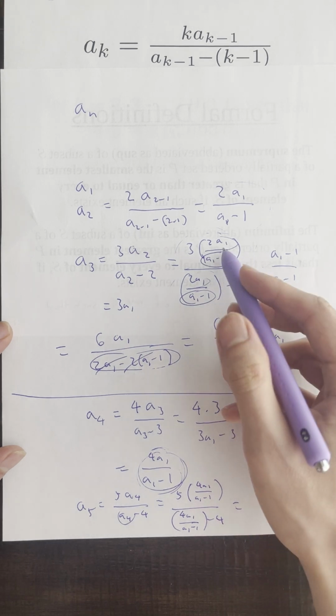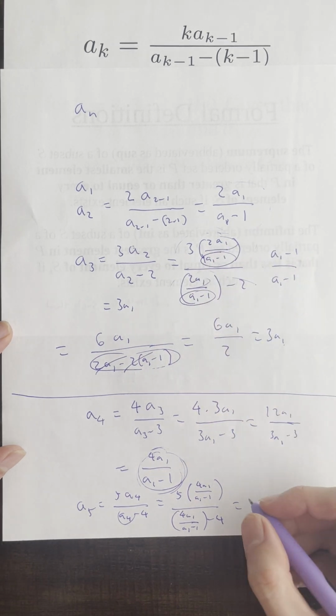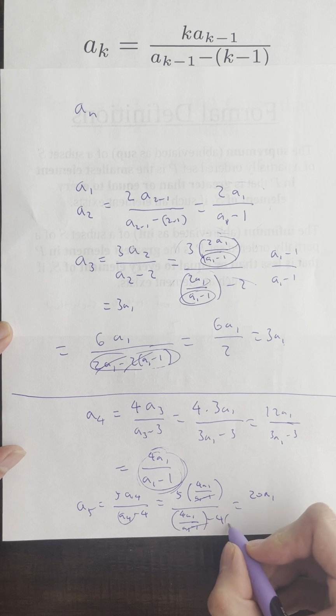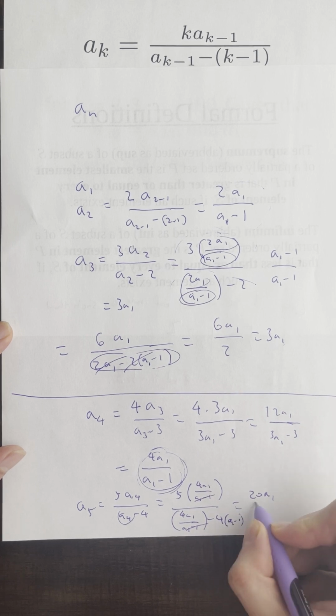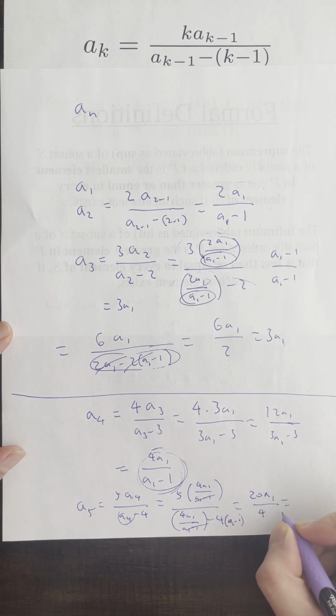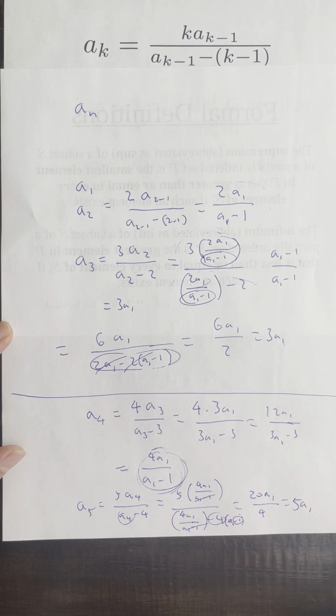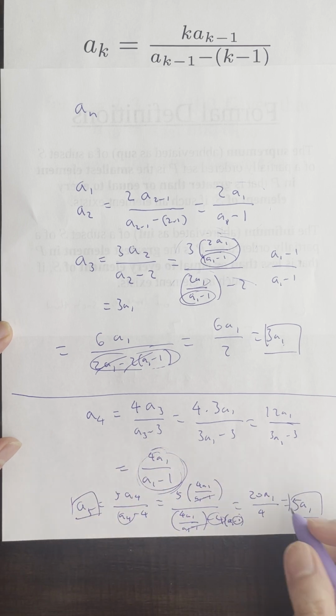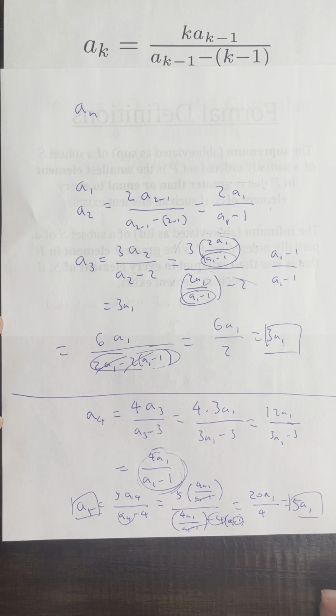We're going to do the exact same idea here. So that would give you 20A1. This is going to go away, and then this one gets multiplied by A1 minus 1. And this is going to be over 4, because this times this is positive 4. So this simplifies to 5A1. This is nice. I wonder if this pattern continues for the odd numbers, and if there's a pattern like this for the even numbers as well. There could be.